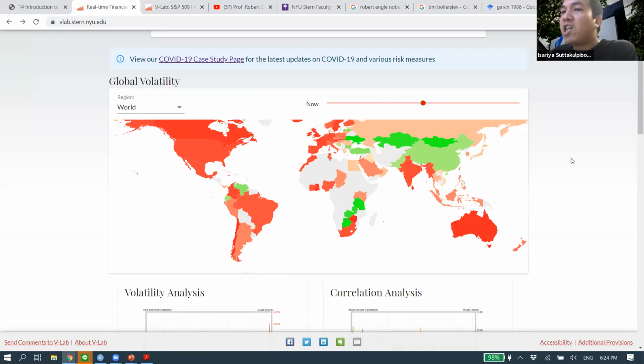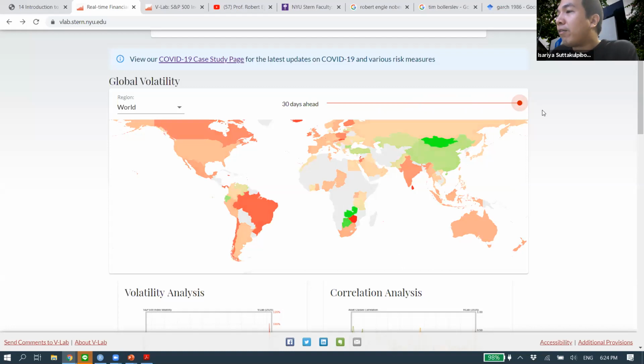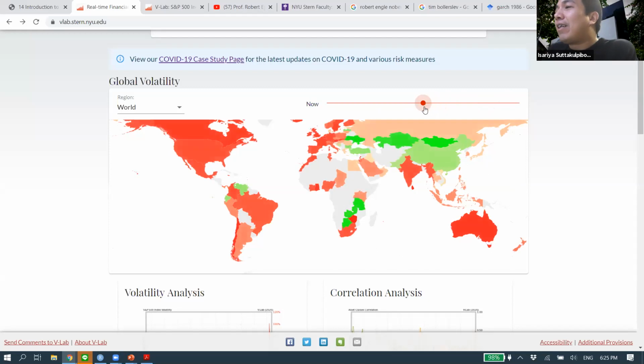For example, if you look here, the green is low volatility and the red is high volatility, right? This is now. You can also see a 30-day forecast, so this is what volatility will look like in the future according to the model, which we will be discussing tonight. They also keep track of past volatility, and you can see that China used to be very red in the past, but right now it's getting greener and greener, so the volatility in the Chinese market is lower.